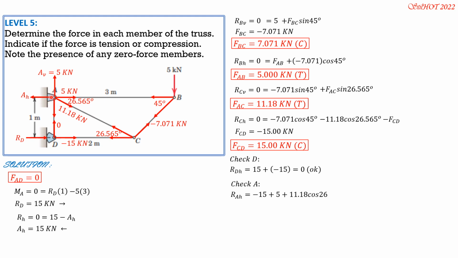RAH equals 5. AH is negative 15, then plus 5, plus 11.18 cosine 26.565. The result is 0. So that means the horizontal component of the resultant at A is 0. So that is in equilibrium. Then RA vertical, it is 0 also. So we have 5 upward, then minus 11.18 sine 26.565. Since this is 0, no more. And the result is almost 0, so that's okay. So that means our answers are correct.